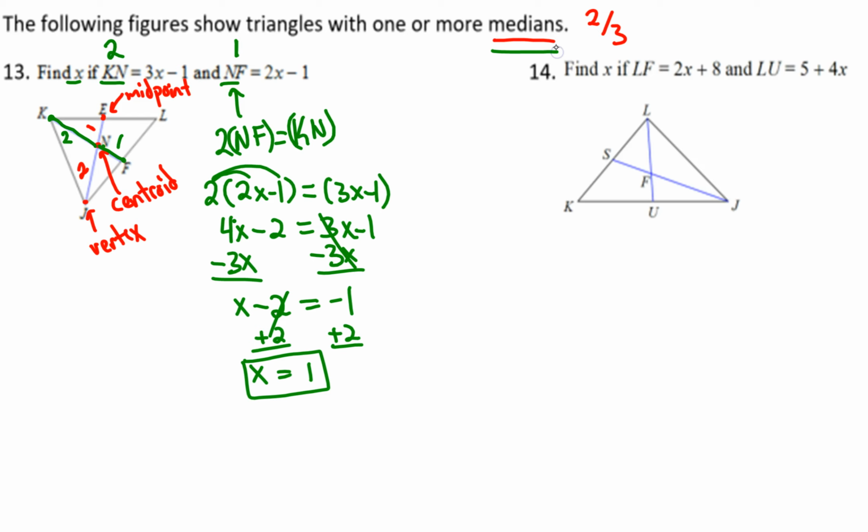Because it still deals with those medians, that means we're still dealing with that 2/3 rule, where we have 2 parts, 1 part, or 3 parts. So what I do is I'm going to look at each part, LF, starting off. So that's from the vertex to that F point, the centroid. So that is 2 parts. And then LU, well, that's from the vertex all the way down to the midpoint. So that's actually going to be all 3 parts.